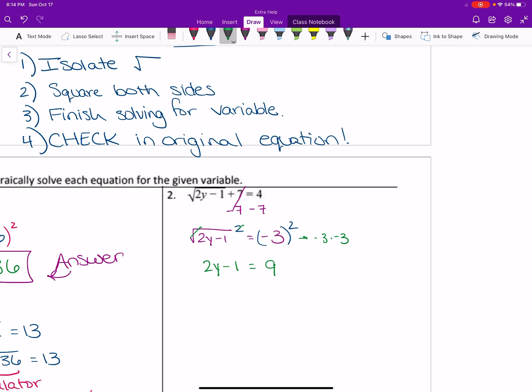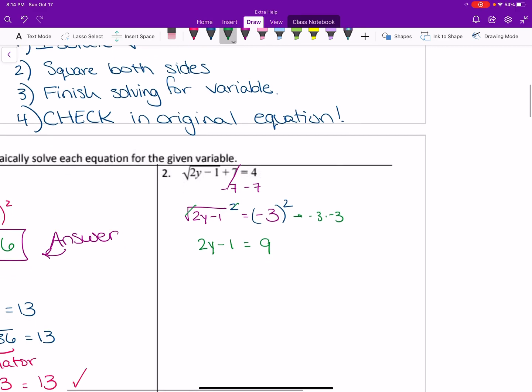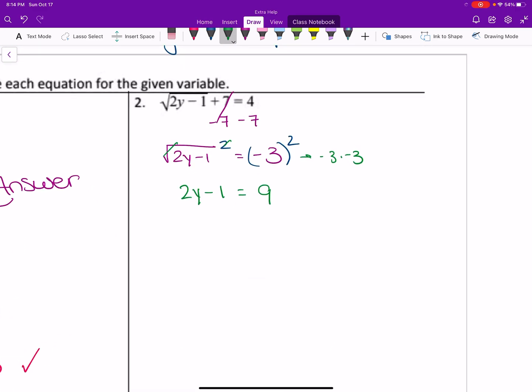Now, unlike the last one, I do have step 3 here to do. I have to finish solving for my variable, which is y. So I'm going to add the 1 to both sides, then divide by 2, and I get y equals 5.